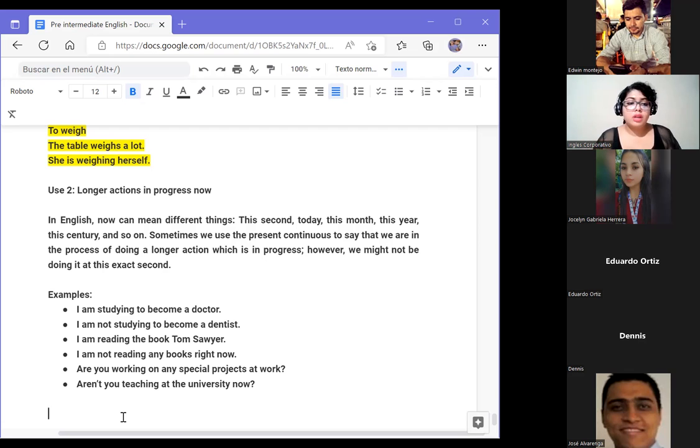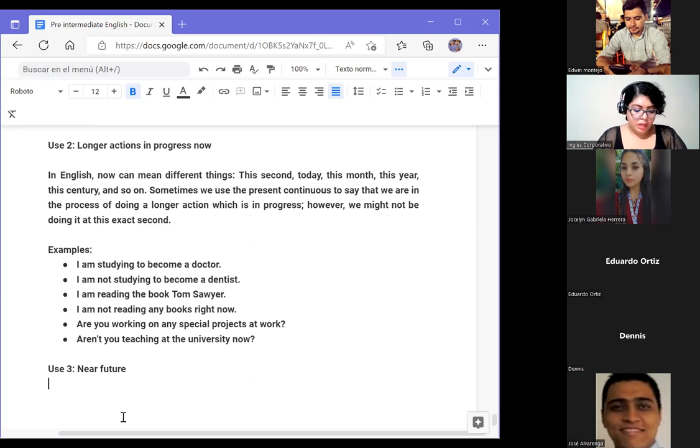We have use number three. But in this case, it's near future. And it says, sometimes the speakers use the present continuous to indicate that something will or will not happen in near future.